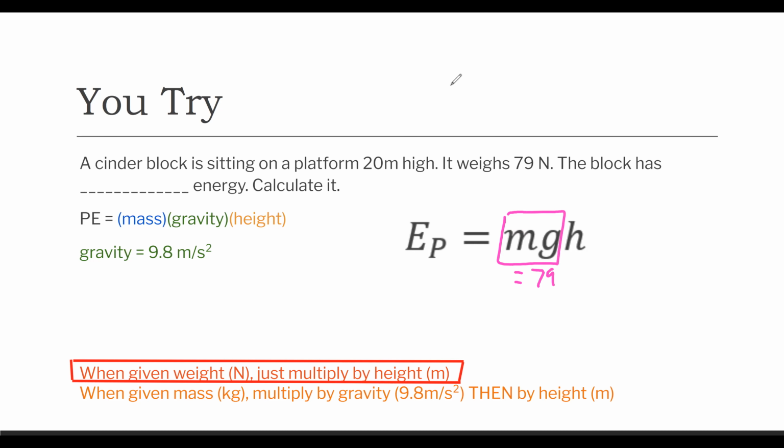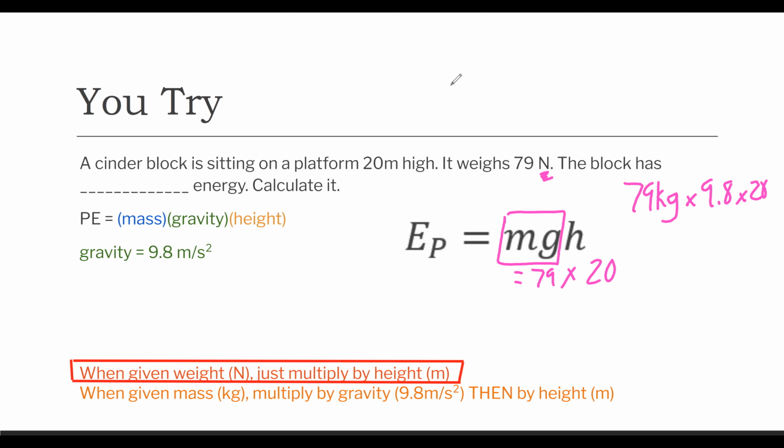So now what do I need to do to solve for EP, or potential energy? 79 times height, which is what? 20. Excellent. That's only if it says newtons. Now, if it had said kg, Leo, then I would still have to do times 9.8 and then times 20. Only if it says kg.